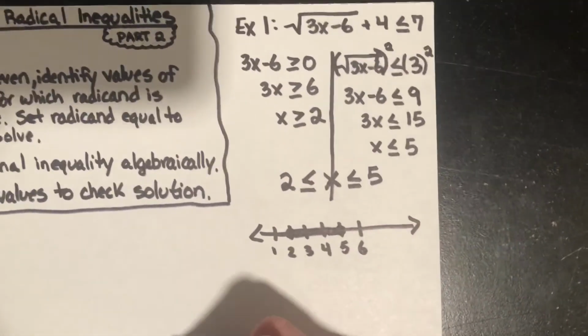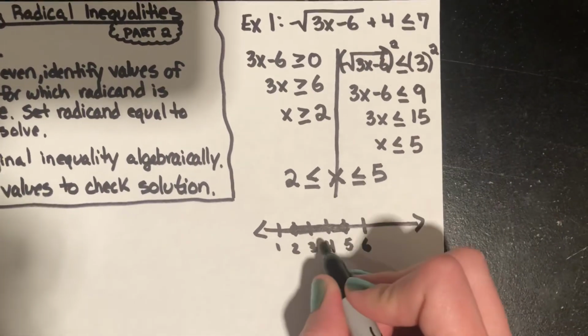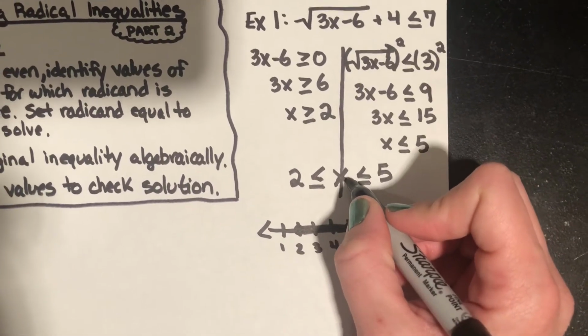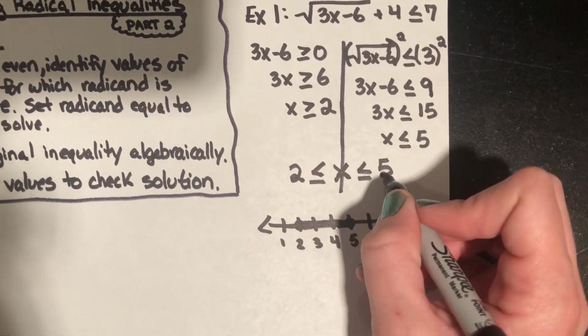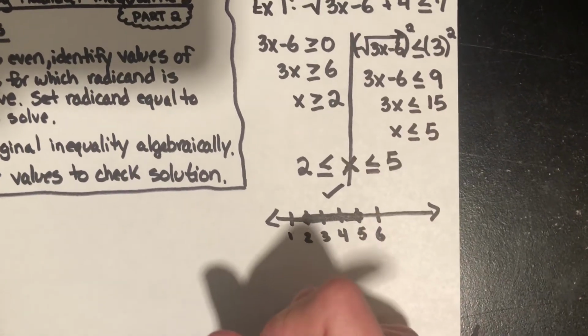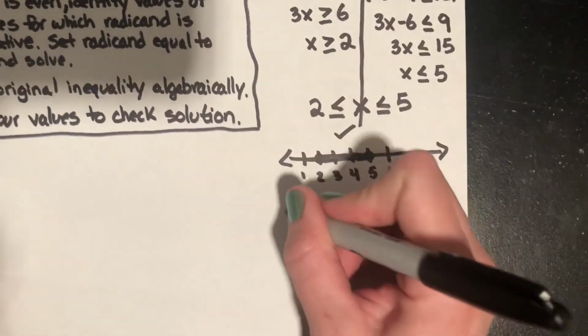All right. Now we need to check our solutions, test our values. Let's test a value right here. 3. Is 3 in between 2 and 5? Yes, it is. So this checks out. We can also check it algebraically.